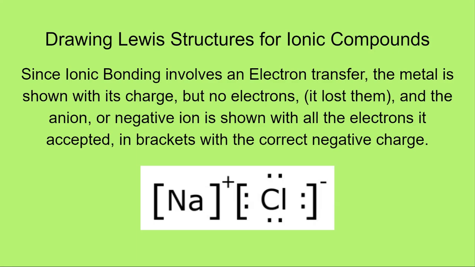Okay, so because this was a transfer, somebody gave an electron to the other person, we don't show them connected because they're not connected, they're not sharing. What's holding them together is now they got charges. So charges make people attracted to each other. So they're hanging around together because they're attracted to each other like magnets.